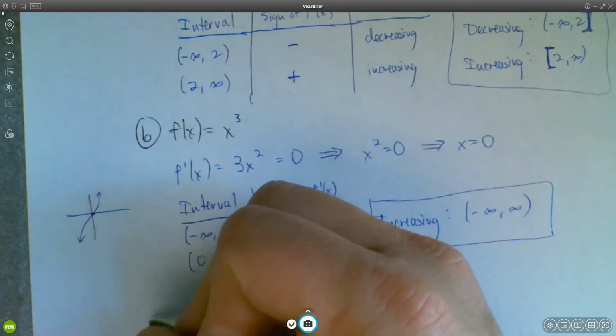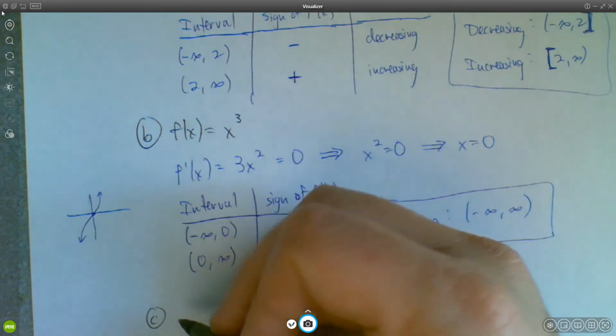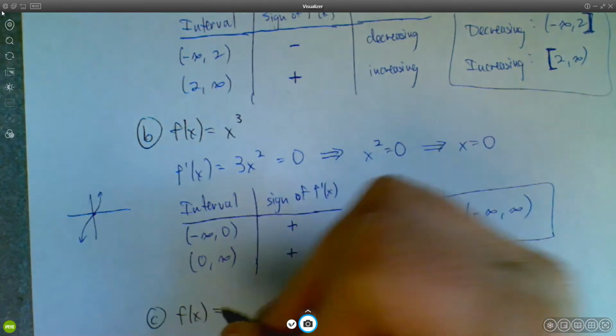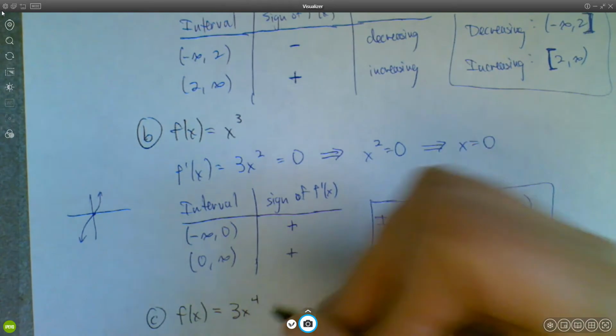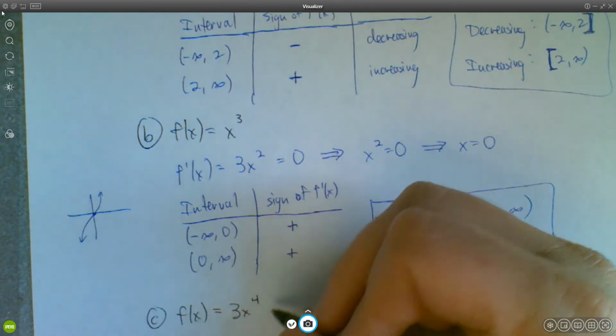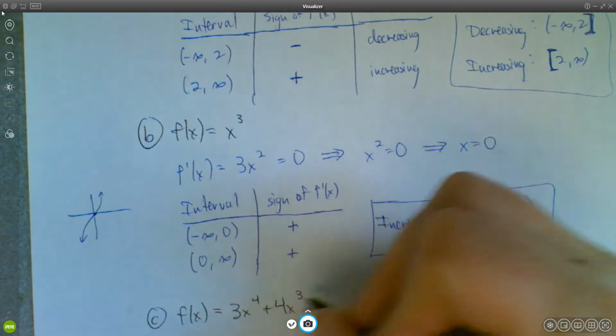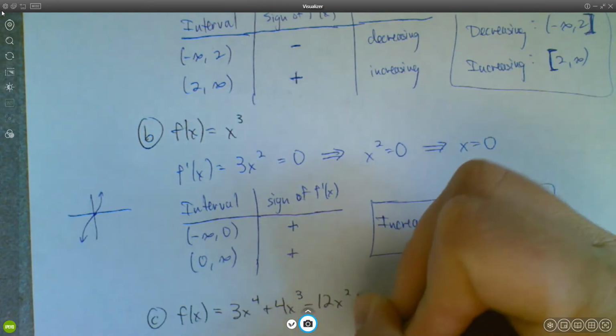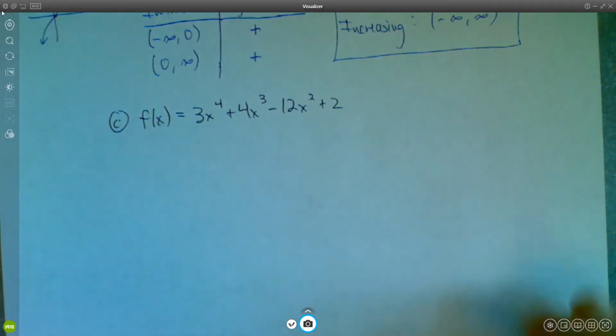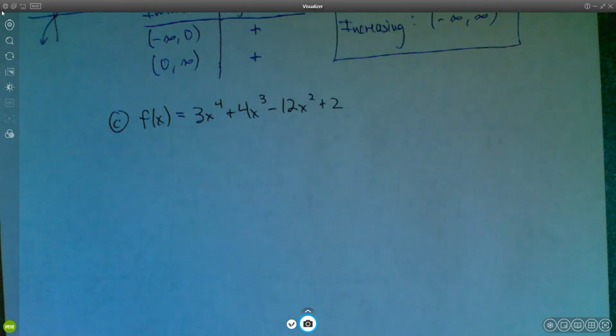And this one, I'll let you pause the video and see if you can work this one out naturally, because it's the most complicated of the examples. Let's do f of x equals 3x plus 4 plus 4x cubed minus 12x squared plus 2. So go ahead and give the video a pause and see if you can figure that one out.